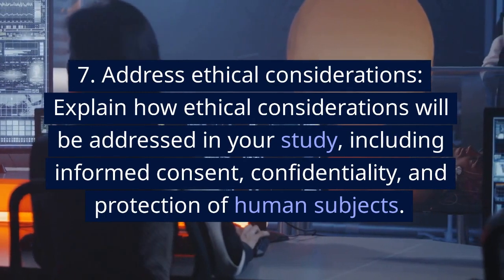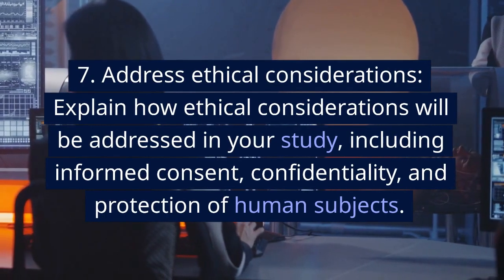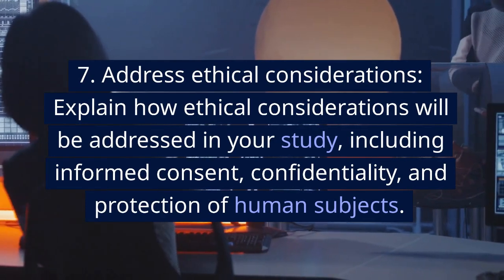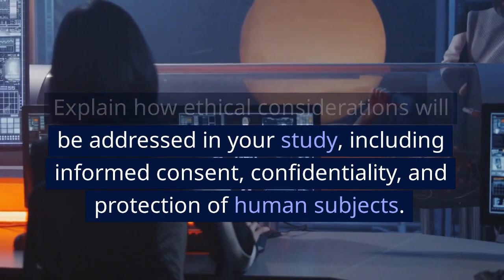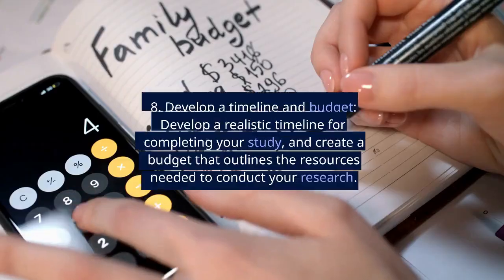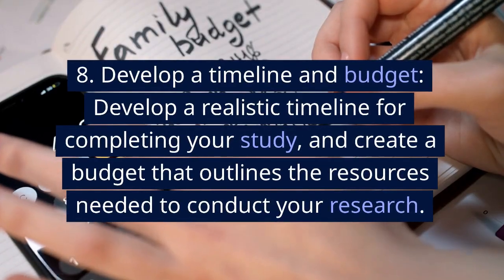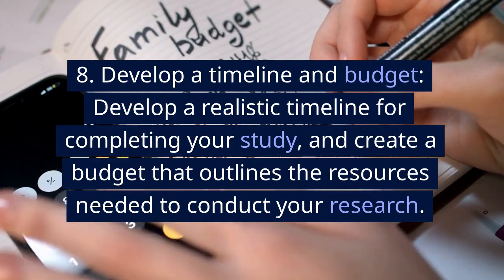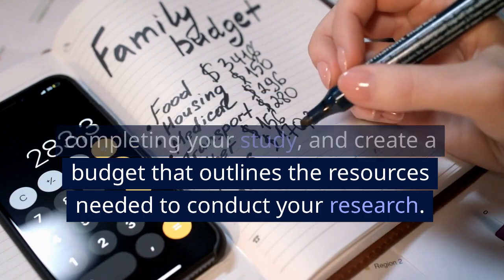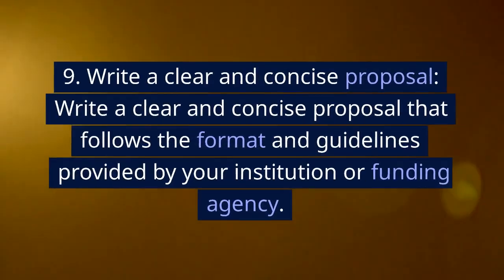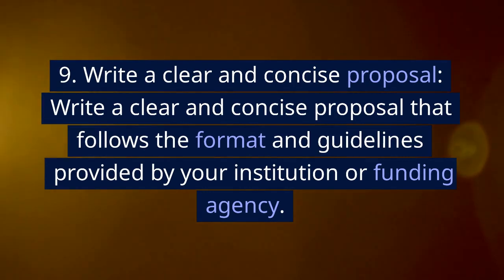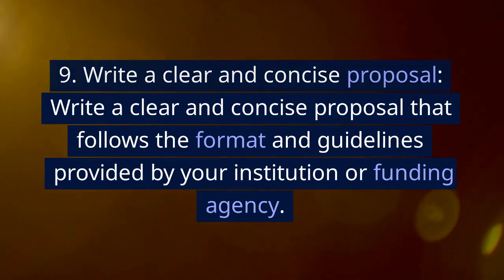7. Address ethical considerations. Explain how ethical considerations will be addressed in your study, including informed consent, confidentiality, and protection of human subjects. 8. Develop a timeline and budget. Develop a realistic timeline for completing your study, and create a budget that outlines the resources needed to conduct your research. 9. Write a clear and concise proposal. Write a clear and concise proposal that follows the format and guidelines provided by your institution or funding agency.